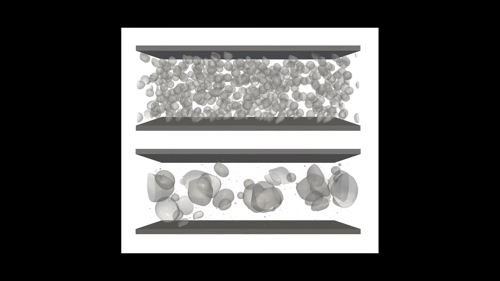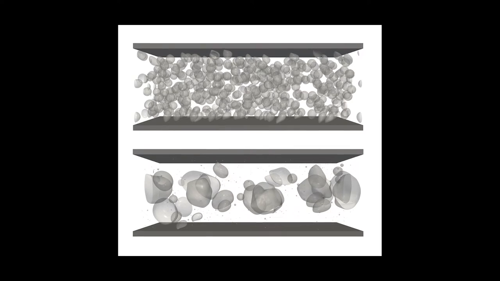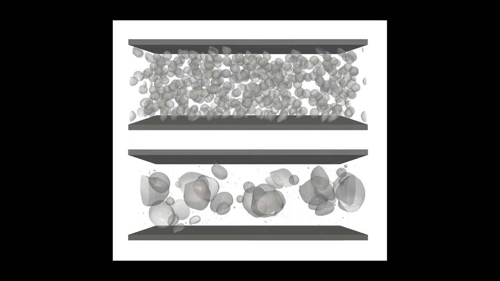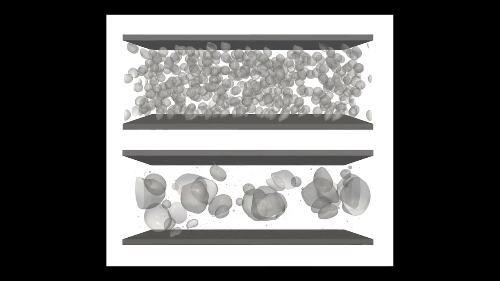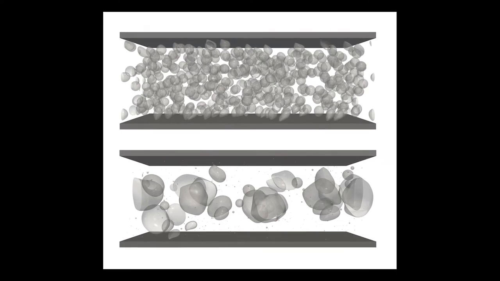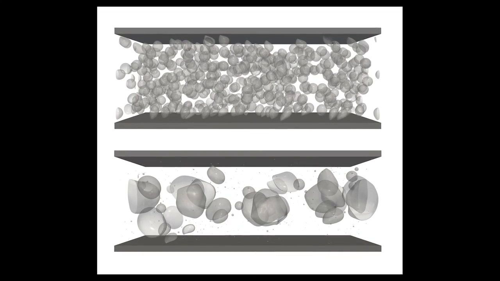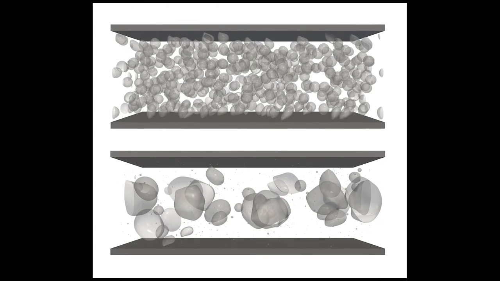Yeah, so this is a comparison of two different types of droplets in a channel. So above we have droplets which are not able to coalesce. So when they encounter each other, they will just basically bounce off each other. Below, we have droplets which easily coalesce. So when two droplets come near each other, they will merge to form one, and they can also break up.